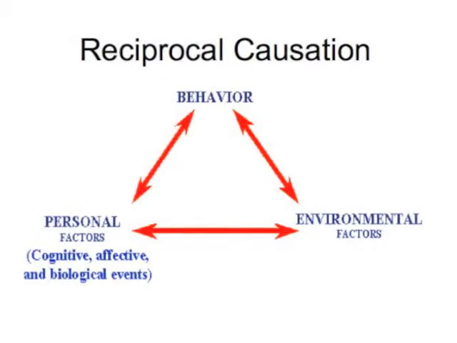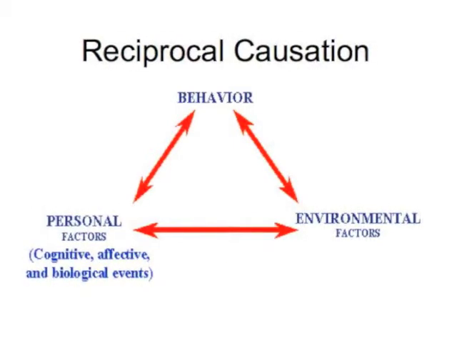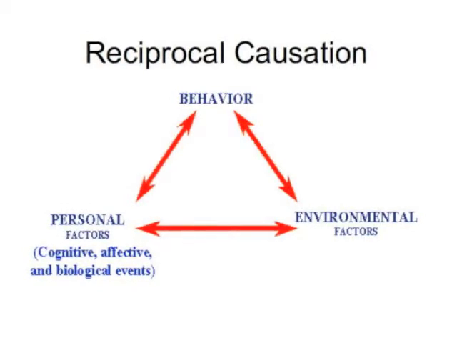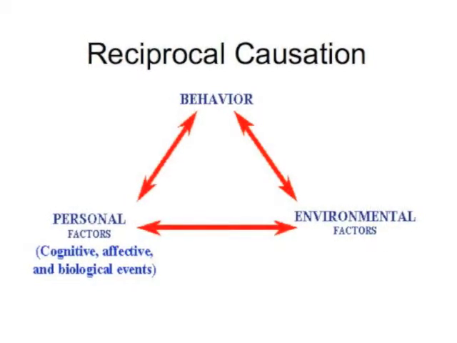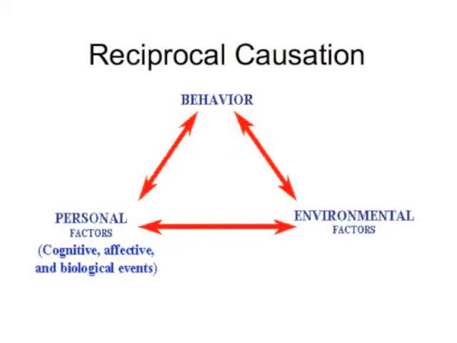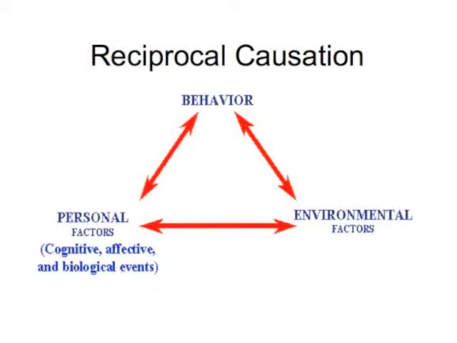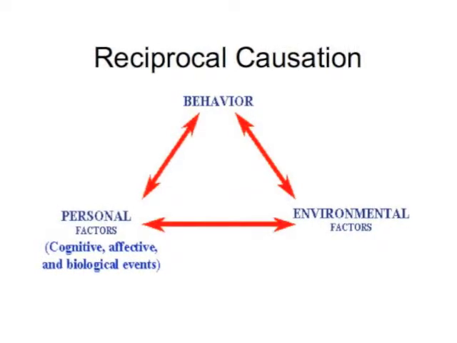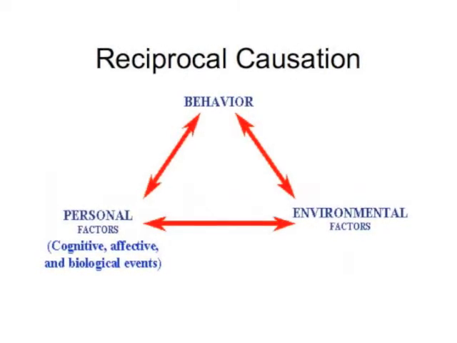There is a constant interplay between the person, the behavior, and the environment. This image demonstrates the flow between these three variables. This flow is called reciprocal causation. The variables, people, environment, and behavior all have an equal amount of importance in social cognitive theory.